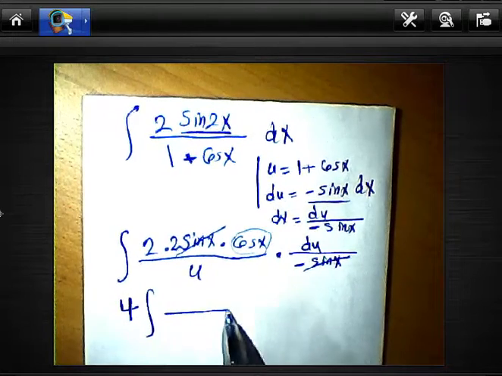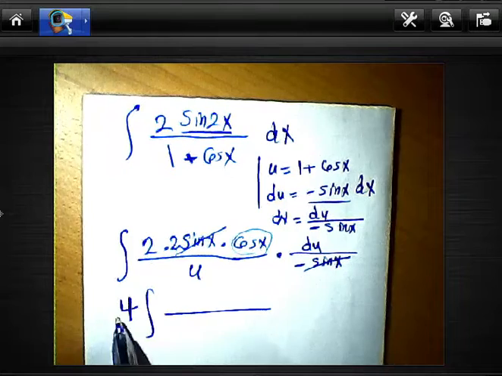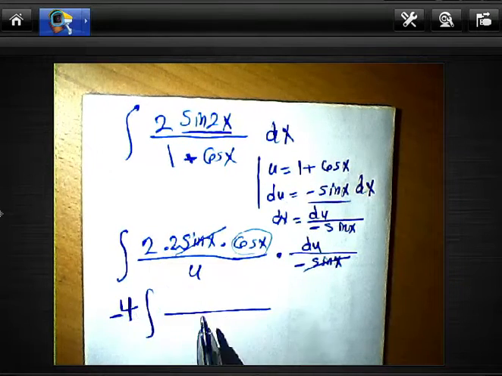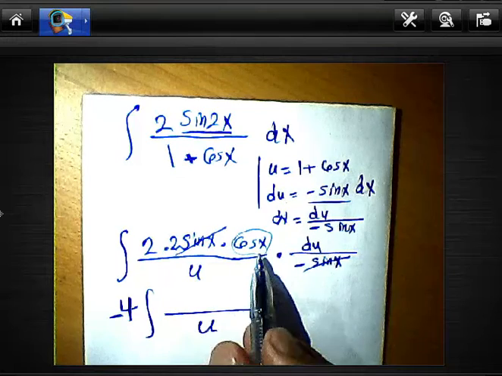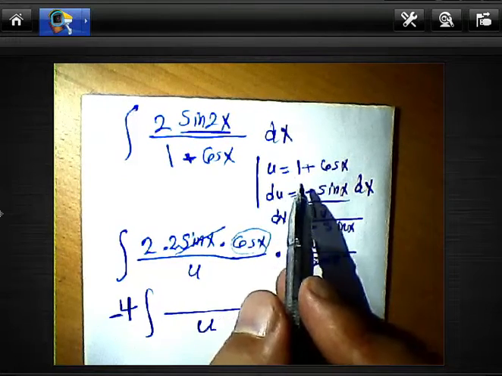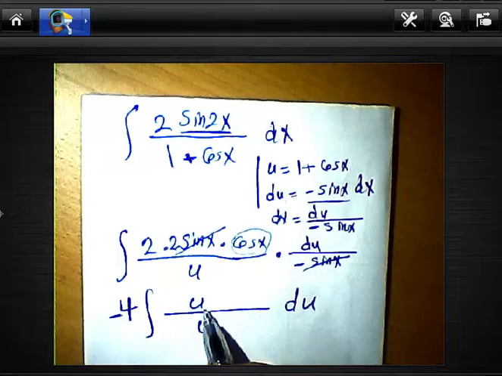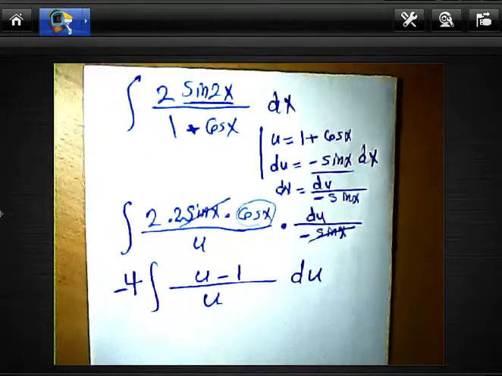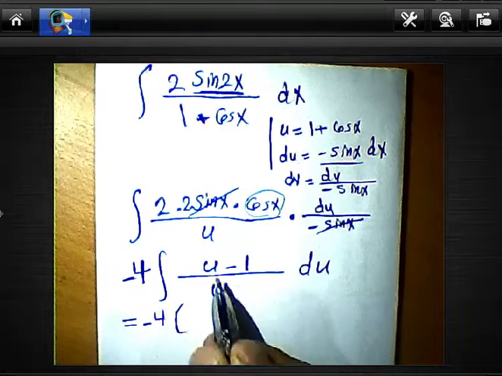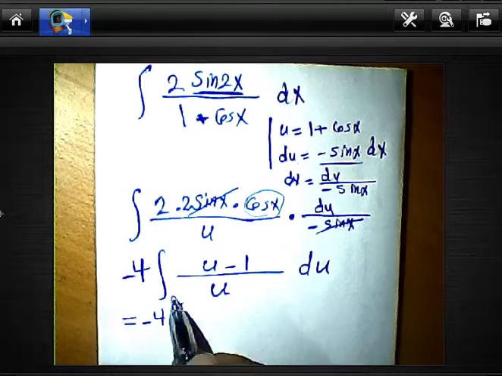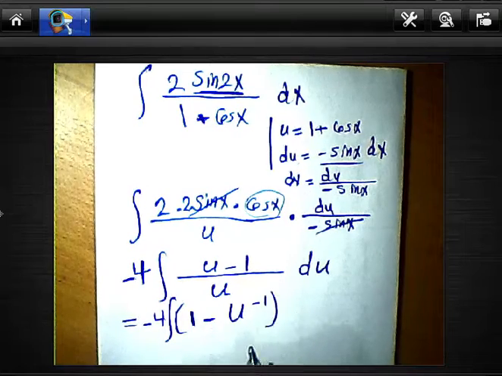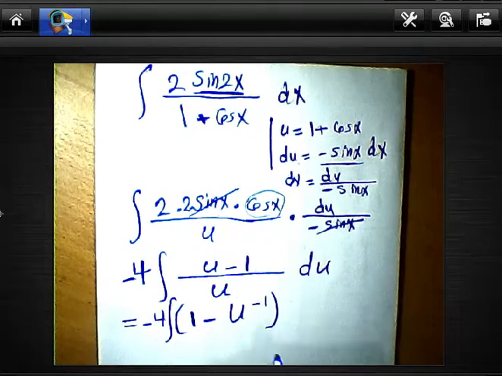Integral of negative, right, outside here it was negative. 2 times 2 equal 4. Negative 4 over u. We have cosine x du. Cosine x was u - 1. You can simplify it. We can write negative 4, u divided by u equal 1, minus 1 over u, du.